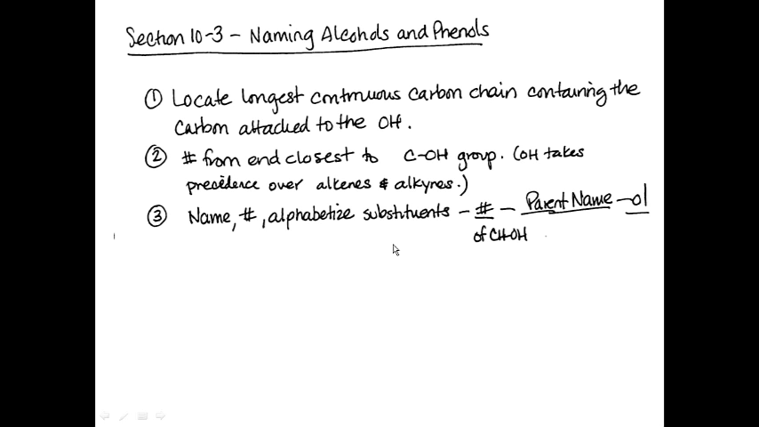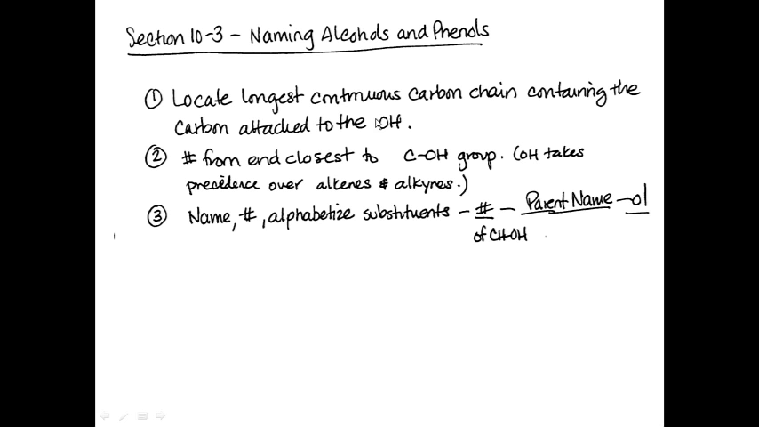Now, in terms of naming alcohols, and I'm not really going to get into the naming of phenols right at the moment, we'll save that for chapter 15, I believe, when we talk about aromatic rings. But when you name alcohols, it turns out that the naming system is very similar to that we've used for alkanes, alkenes, and alkynes last semester. The difference is that the OH group now takes priority. So an OH group would take priority over a carbon-carbon double bond or over a carbon-carbon triple bond.